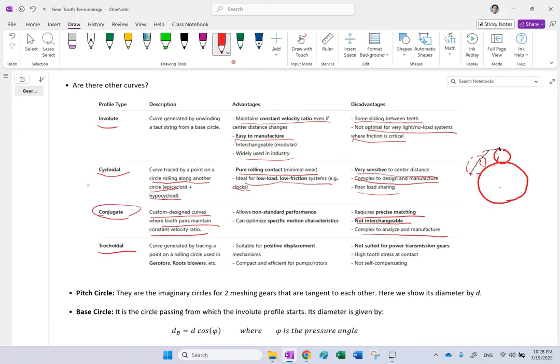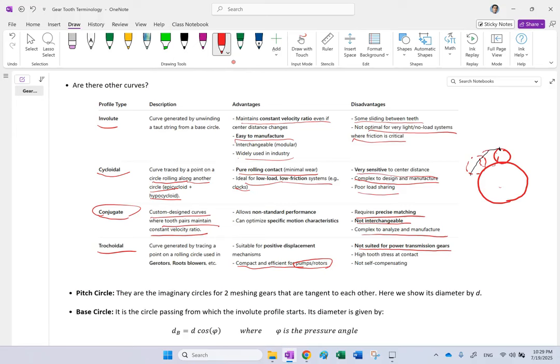And this trochoidal, this is also a curve. If you trace a point on a rolling circle, okay, it's kind of similar to the cycloidal. This is used in specific devices also, and it's quite a bit compact and efficient. This is good for pumps and rotors, okay, but not really for power transmission systems. So if you have a pump or something, you can use them. You see a bunch of pumps, they have the gears inside them, which creates basically what we call positive displacement, and they compress the fluid. So they are really good for that.